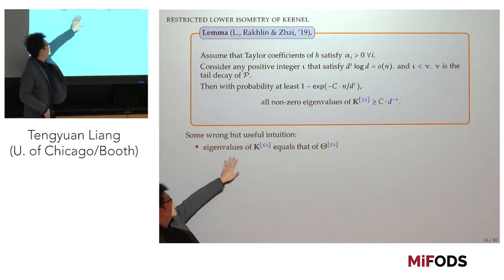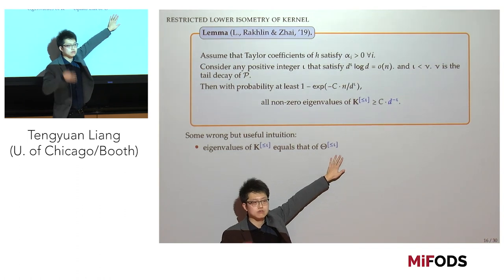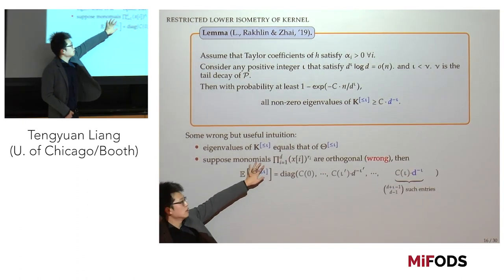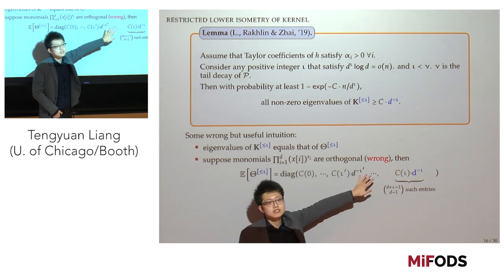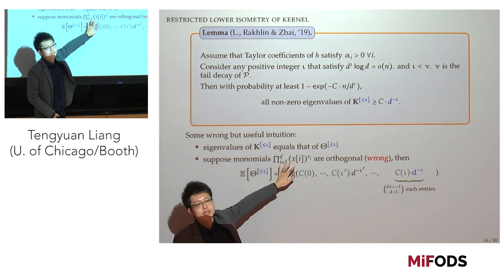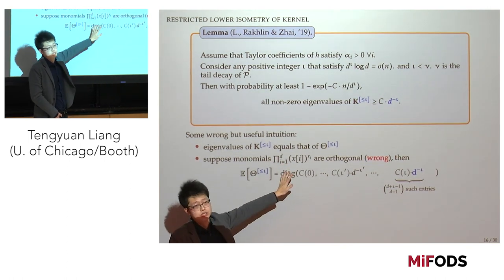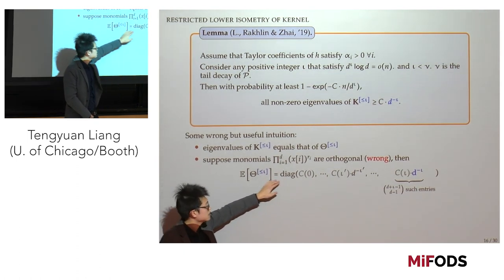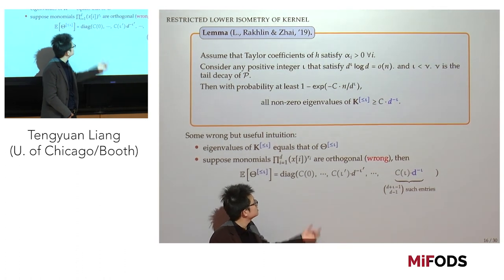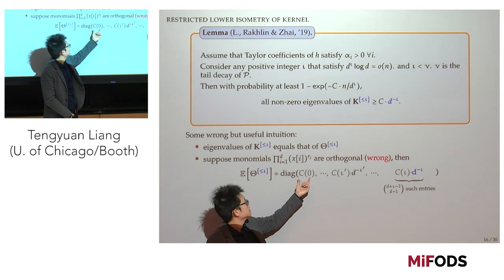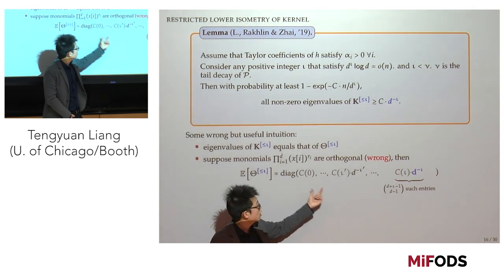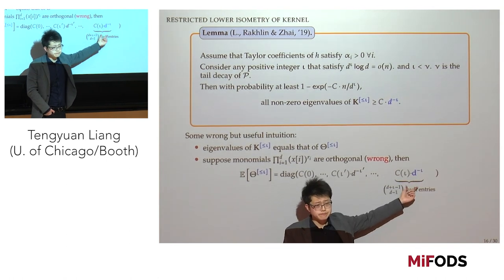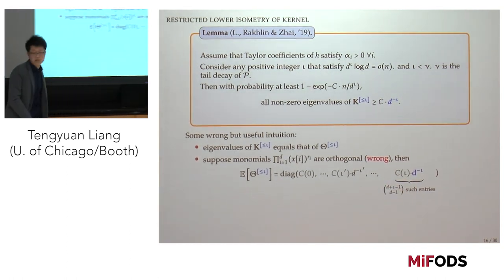First of all, it's easy to see that the eigenvalues of k correspond to the eigenvalues of the filtrated covariance operator. That's easy, that's correct. Now suppose the monomials are orthogonal, meaning they're uncorrelated. That's obviously wrong, but let's suppose that's true just to get some intuition. Then the expectation of this empirical covariance operator will be of diagonal form, right? And it turns out that the diagonal form has a very simple structure. Essentially, an order 1 constant term and order d plus alpha minus 1 choose d minus 1 terms of order d to the power negative alpha. This is just some basic combinatorial counting.